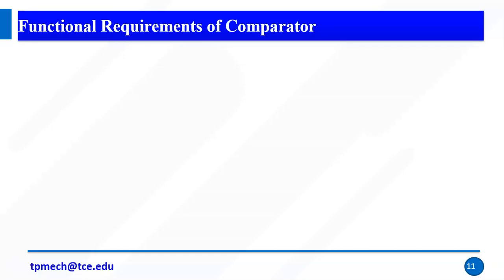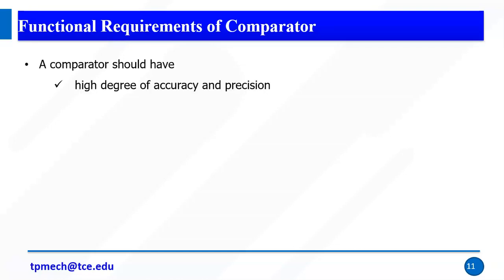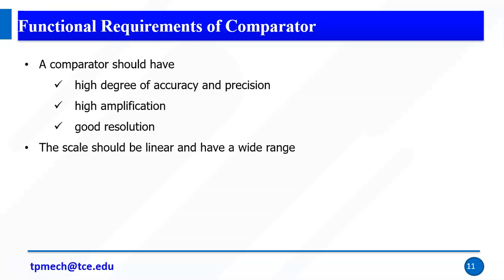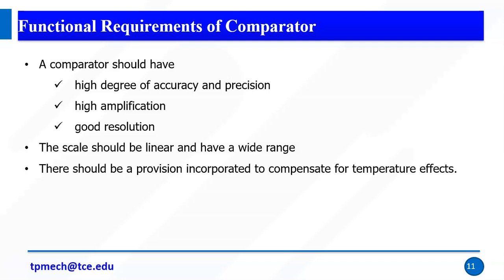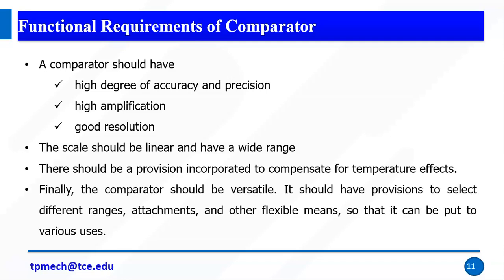Okay, the functional requirements of a comparator. What are the functional requirements? So a comparator should have a high degree of accuracy and precision, high amplification, and good resolution. The scale should be linear and have a wide range, right? There should be provisions incorporated to compensate for temperature effects. And finally, the comparator should be versatile, so it should be multi-purpose.